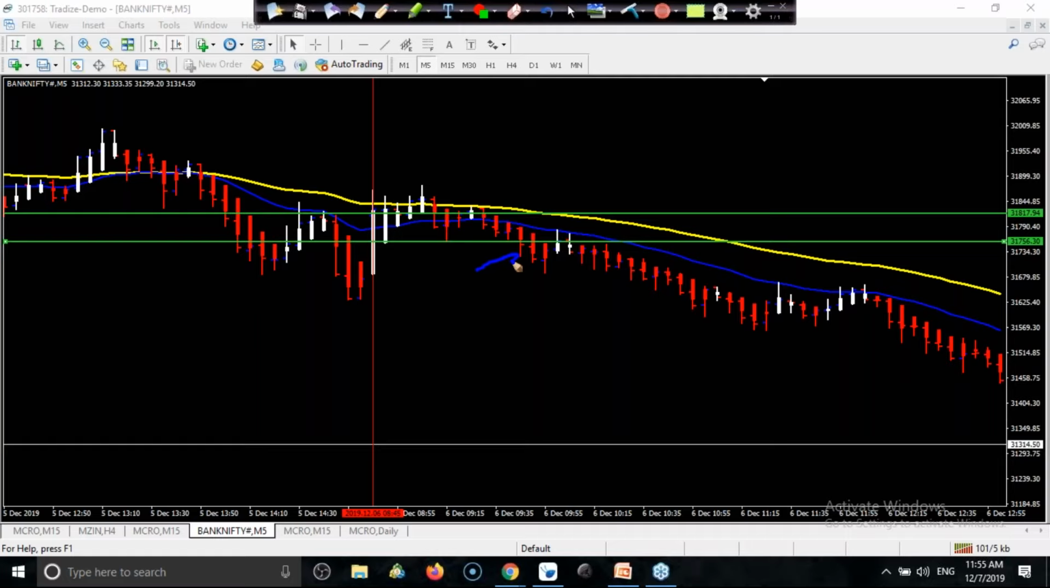Where is our SL? Now I'll show you. This candle is the last candle, the last bullish momentum candle, this one. And we'll place our SL a little above this area. So the SL will be here. Is it clear? Where is your SL, Kulwant Singh? This is our stop loss. Is it clear? Entry and exit point now.